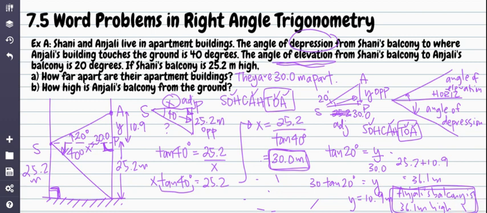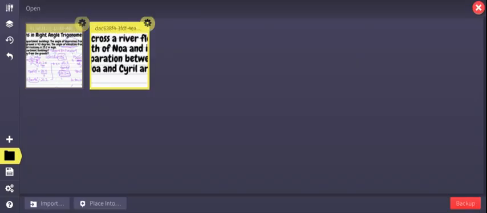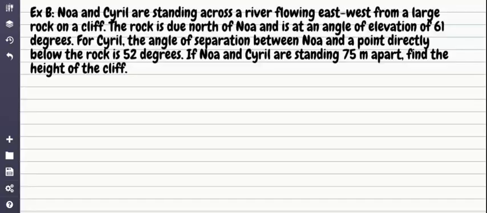I'm going to reread the question. Make sure how far apart are their apartment buildings? They're 30 meters apart. How high is Angeli's balcony from the ground? It is 36.1 meters high, so I've got all of the information that is asked for, and I am done with this question. Okay, we're going to try another one. This is my last one.